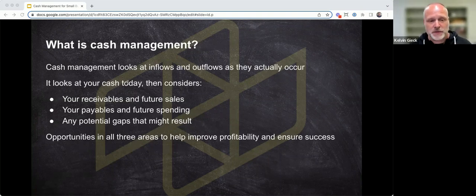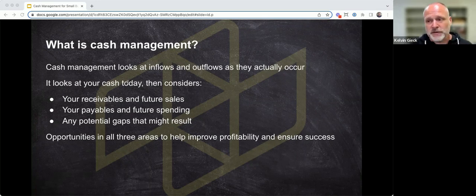What is cash management? I like to define cash management as the simple process of looking at cash inflows and outflows as they actually occur, as well as when they are expected to occur in the future, so that you as a business have a solid grasp on how much money will be in your bank account at any point in time, now and into the near future. And so really, at a very high level, it's the opposite of profit in a number of different ways.